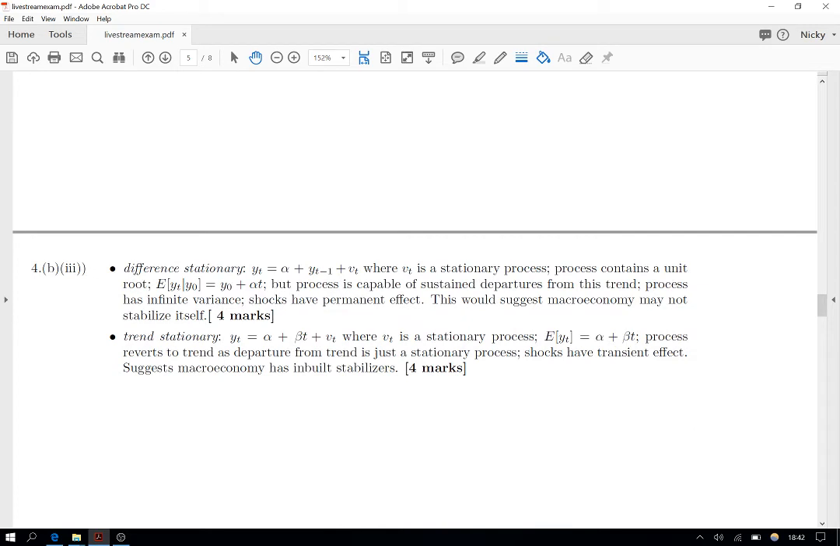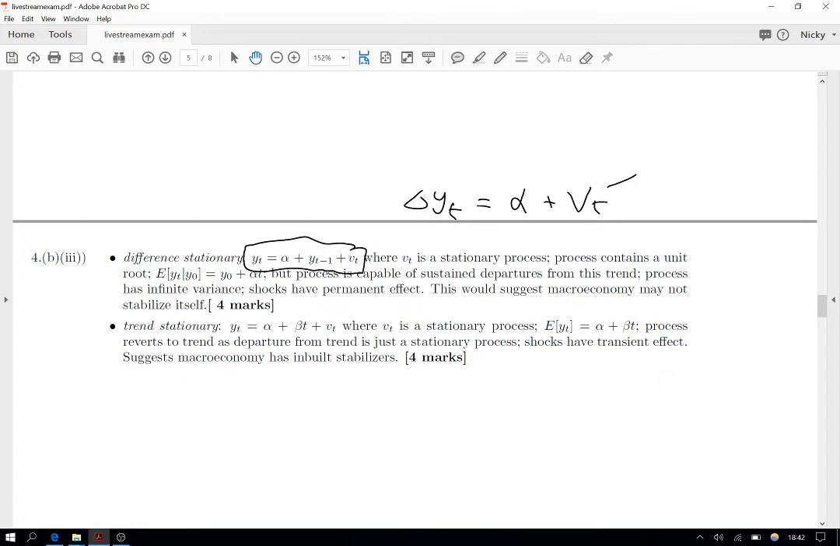Two popular models for a macroeconomic time series are the difference stationary or unit root model and the trend stationary model. Contrast the implication of these two models for a macroeconomic time series. Well, difference stationary, this would refer to this model here. Take the random walk model. We can see then that when we difference, i.e. when we subtract y t minus 1 from both sides, change in y t is just alpha plus v t. So we can see what this difference stationary literally means. When you take the difference, it now becomes a stationary process because v t is a stationary process.